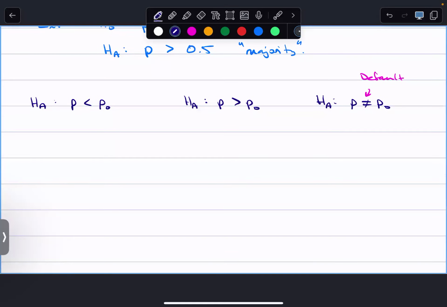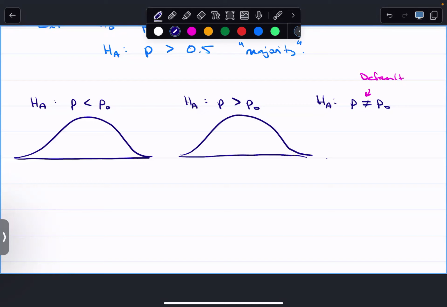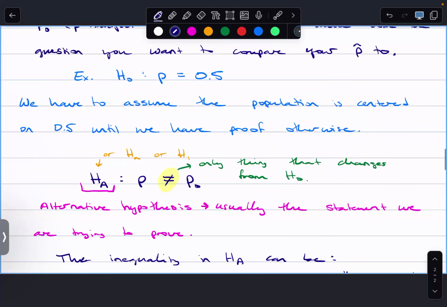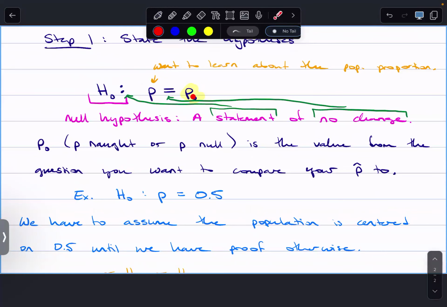Okay, so in terms of our normal distribution, oh, I should have just copied and pasted three kind of wonky normal distributions. They're all going to be centered on P naught, right? We do all our testing assuming that the null hypothesis is true. Well, what's the null hypothesis? The null hypothesis is that P is equal to P naught. So we assume that it's centered on 0.5, or P naught in general.